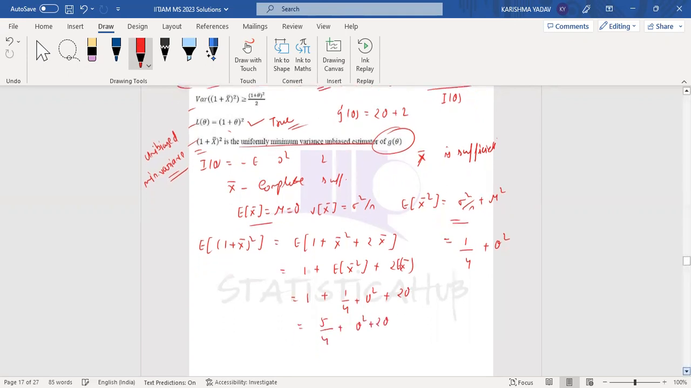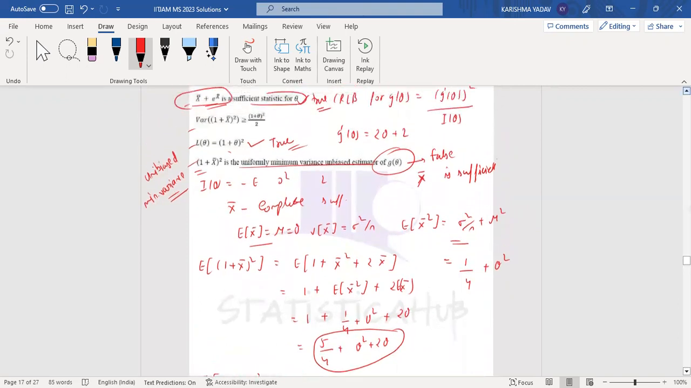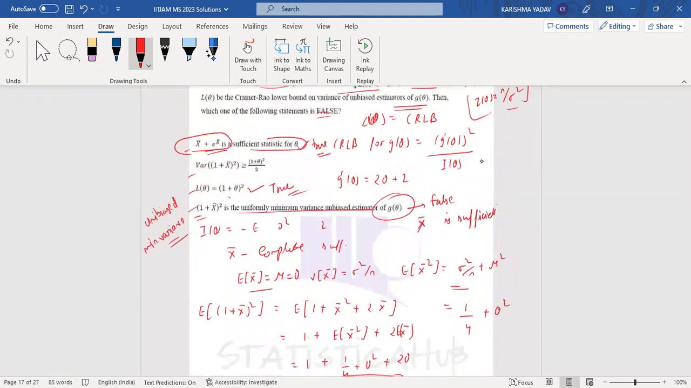As we can see, the expectation of 1 plus x bar whole square is unbiased for theta square plus 2 theta plus 5 by 4, so it is not satisfying the condition. It is not the uniformly minimum variance unbiased estimator of g theta. We got that the expectation of 1 plus x bar whole square minus 5 by 4 is equal to g theta. So this statement is false, that it is UMVUE of g theta, and we have to check for the false statement. So this is my corresponding false statement.